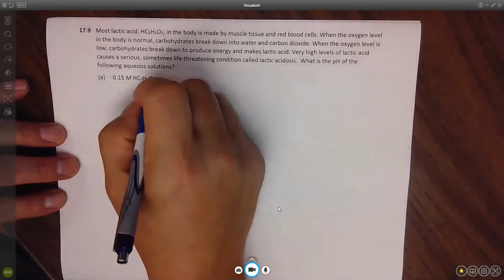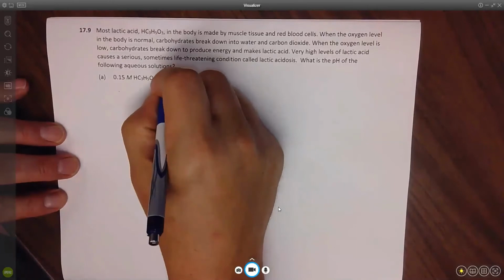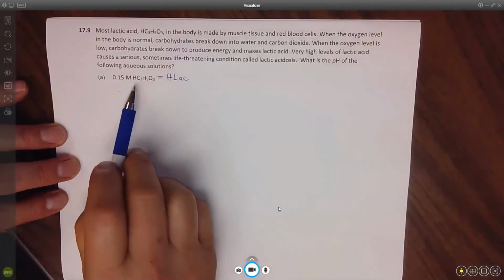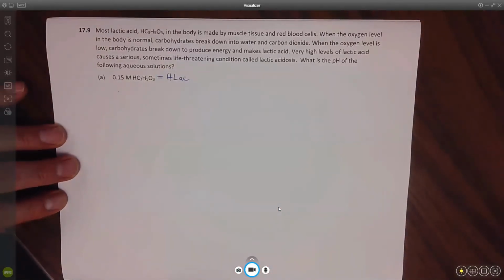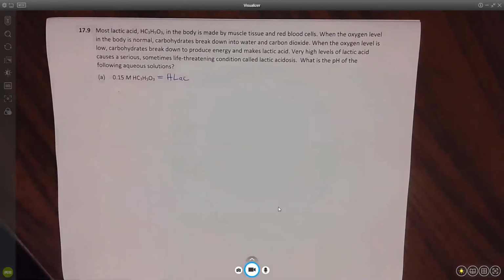And right off the bat, I'm going to call lactic acid H-lac, so I don't have to keep writing that whole formula. Okay? So how am I going to go about determining the pH of a 0.15 molar lactic acid solution? I'll give you a hint. It could very well possibly be on Monday's exam. In other words, you don't need any new information from chapter 17.